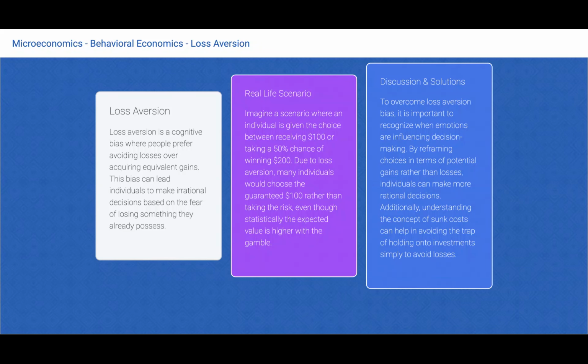To overcome loss aversion bias, it is important to recognize when emotions are influencing decision-making. By reframing choices in terms of potential gains rather than losses, individuals can make more rational decisions. Additionally, understanding the concept of sunk costs can help in avoiding the trap of holding onto investments simply to avoid losses. Alright, let's head on to the next topic.